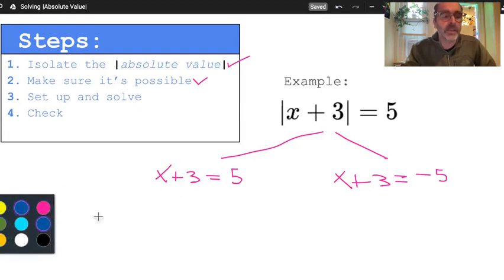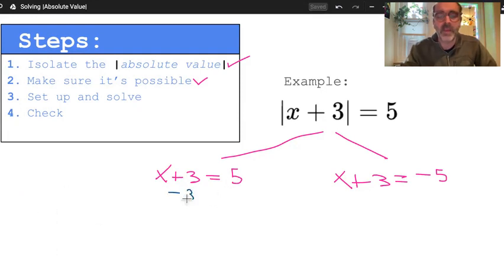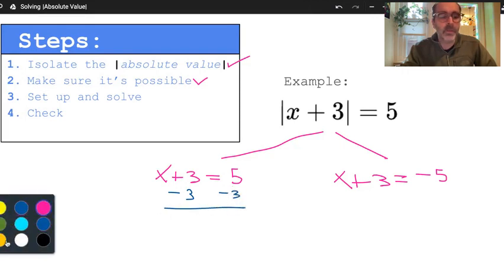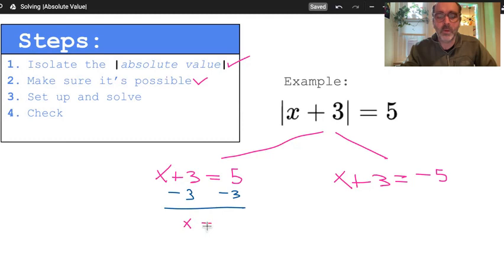That seems pretty basic. We're going to subtract 3 on both sides. And then we end up with x is equal to 2. All right, that's good. And on this side, we're going to subtract 3 on both sides. And we are going to end up with x equals negative 8. All right, did that. We set up, we think we solved it.